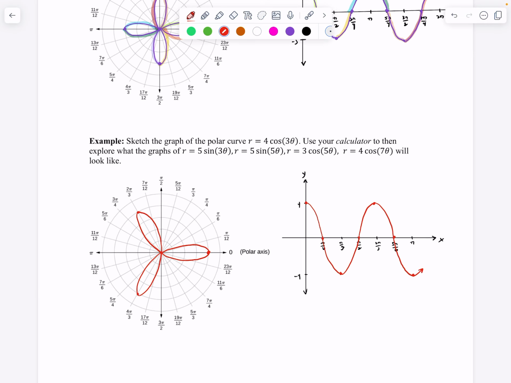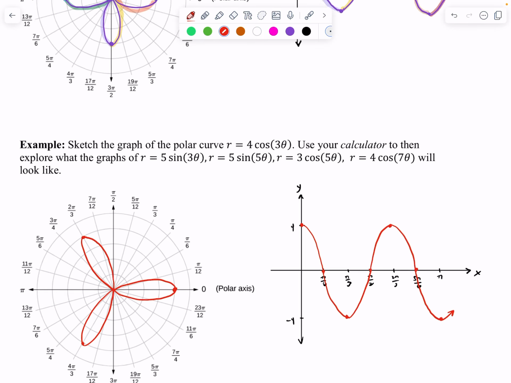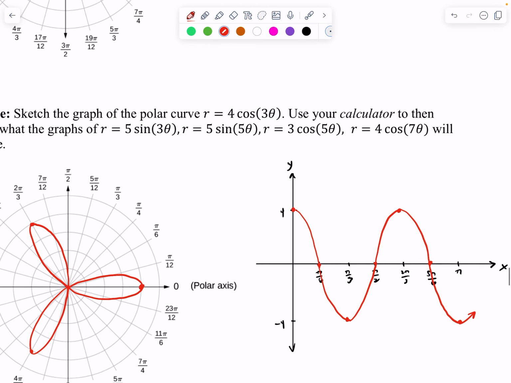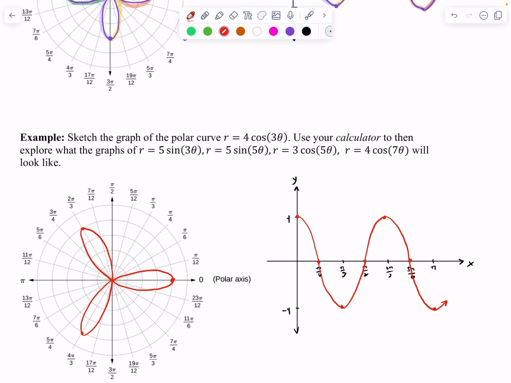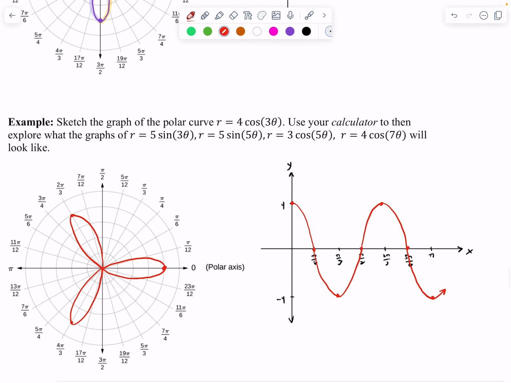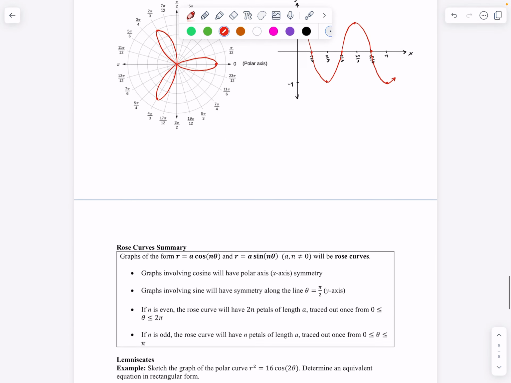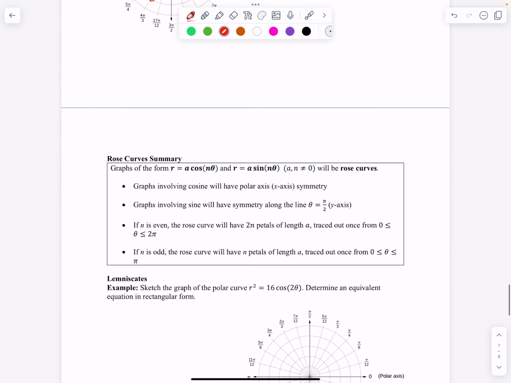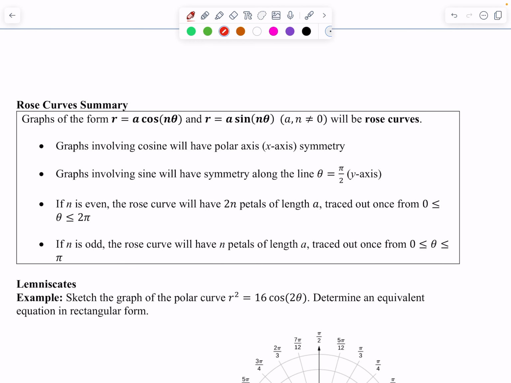And we are done. Okay, you can go ahead and use your calculator and check out these graphs. See if you can come up with some ideas for how many petals each of these equations, each of these rose curves, would have. Okay, and after you do the exploration, you can check out the rose curves summary.